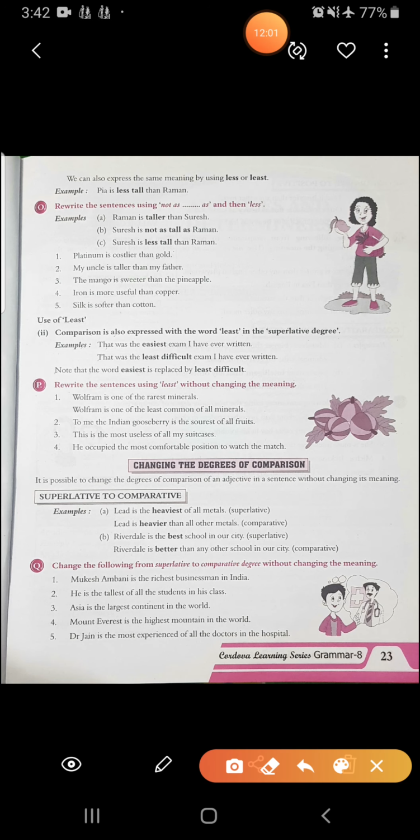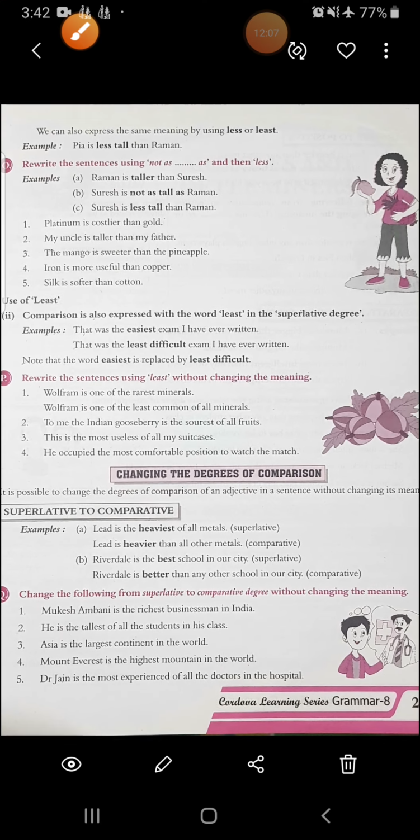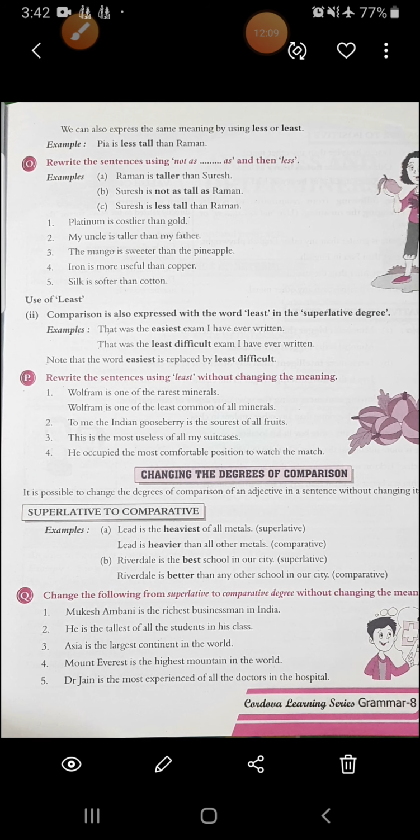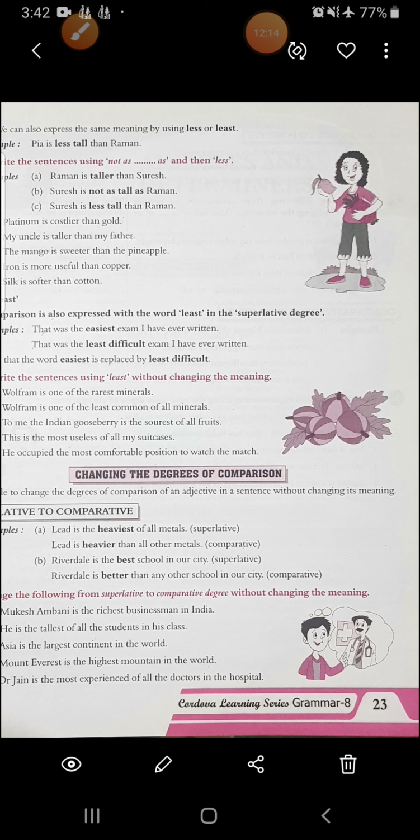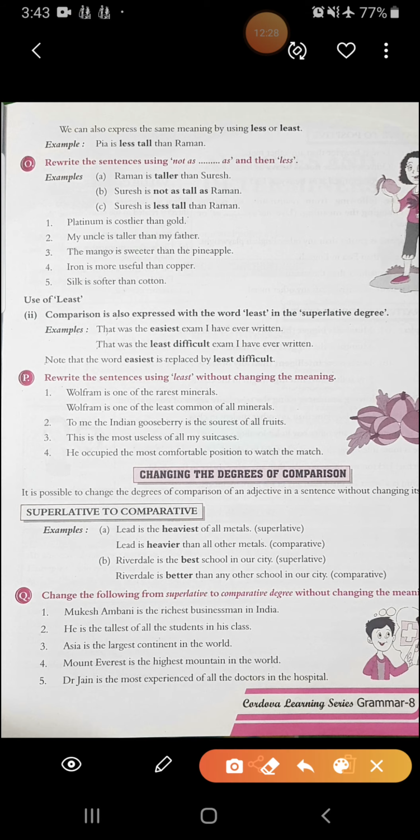Now what we have to do, we have to change the degree of comparison. See here. It is possible to change the degrees of comparison of an adjective in a sentence without changing its meaning. So you can change from comparative to superlative or superlative to comparative without changing its meaning. There is some way you can do it. First is, from superlative to comparative.